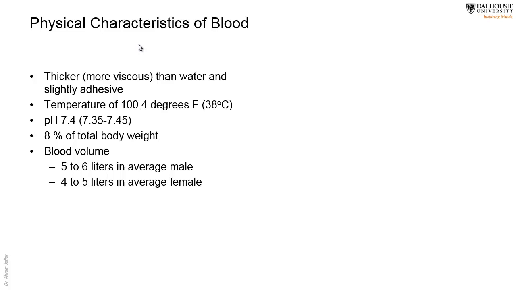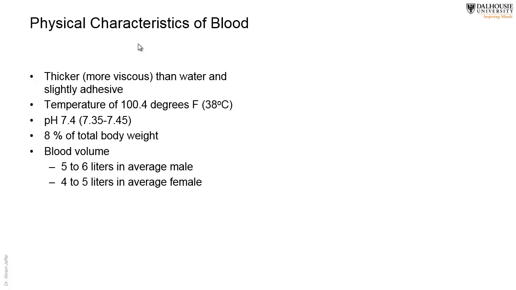The blood is a little bit thicker than water. That's why it flows slower than water. It is more viscous and adhesive. Its temperature is a little bit higher than the body temperature, by half a degree. It's 38 degrees centigrade, and it's a little bit more alkaline. The pH is 7.4, while the neutral pH is 7, and it constitutes about 8% of the total body weight.